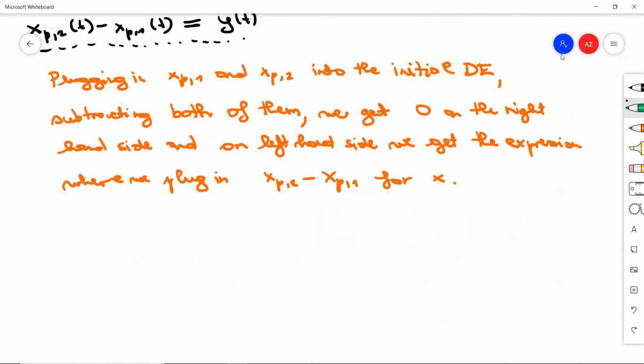Okay, so now we know that there should really be n linearly independent solutions of the homogeneous part. So we expect n linearly independent solutions.